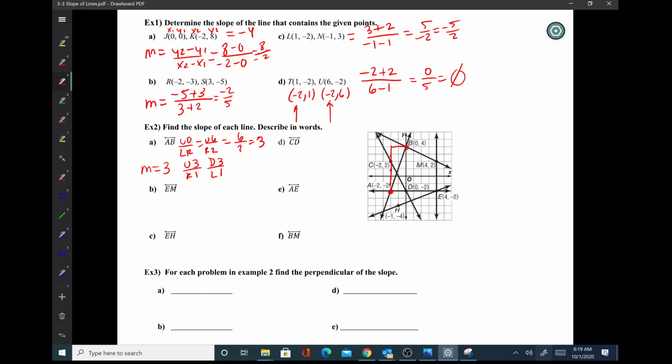All right, EM. EM is a perfectly vertical line, right? And vertical lines are undefined. All right, next one, AE. AE is a perfectly horizontal line, and horizontal lines have a slope of 0. All right, EH is here. I like to always go from the left-hand side to the right-hand side, so I'm going to go up 2, and then I'm going to go right 1, 2, 3, 4, 5, right 5, right? Up is positive, so 2, right is positive, so 5, so 2/5. And that's a slope of up 2, right 5, or down 2, left 5.